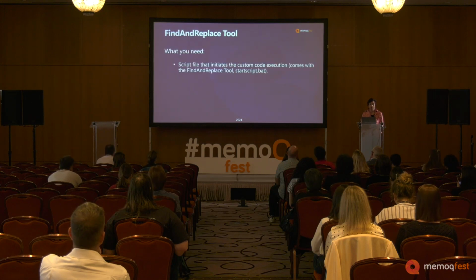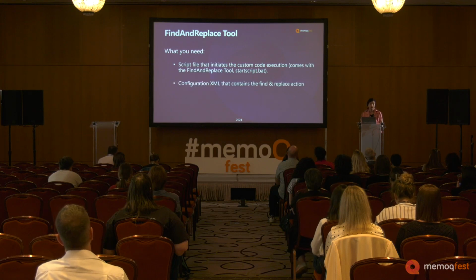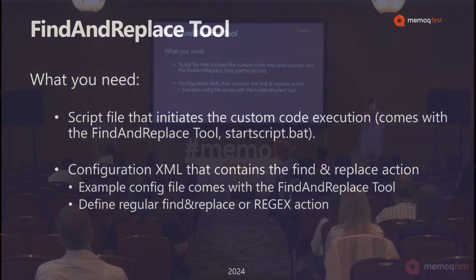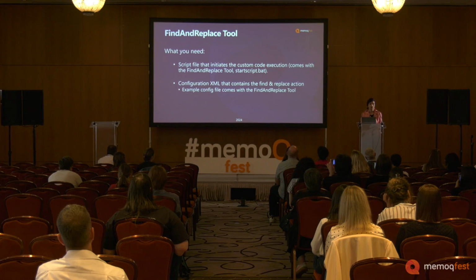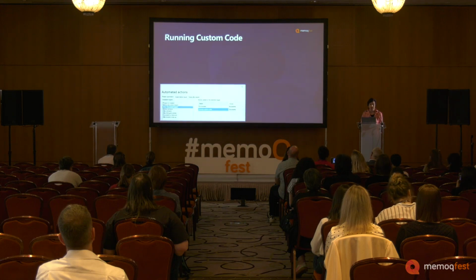So what you need to do is you need to have the script that initiates the code execution. That's the start script bat, which comes with the find and replace tool. You don't really have to change it. Then the configuration file that contains the search and replace actions. And a sample configuration file comes with memoQ with the find and replace tool. You'll just have to adapt it. And you define the rules. It's either regular search and replace, or you can use regex search and replace. Here's an example. After document import, I run a pre-translation, then I run the custom code.